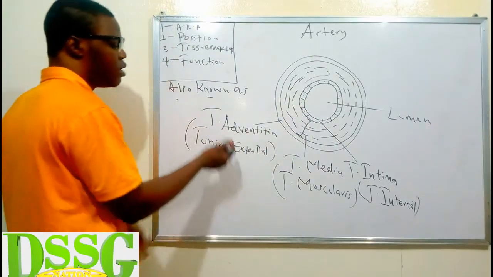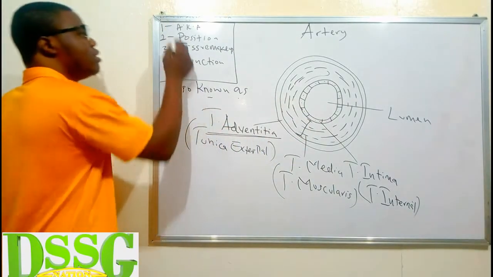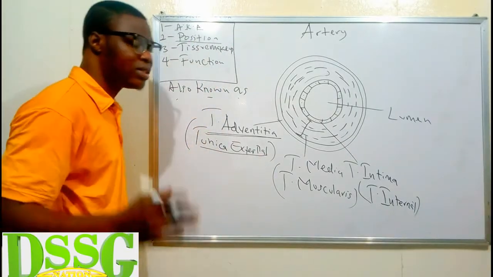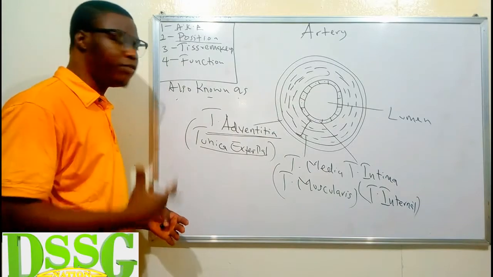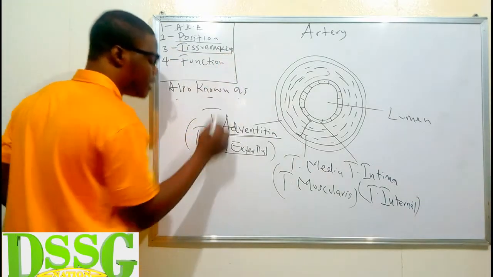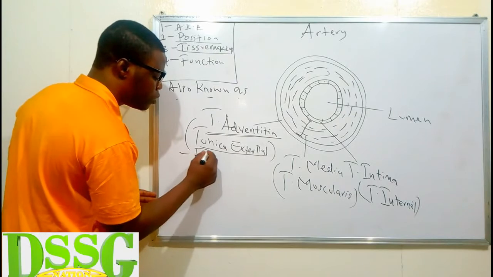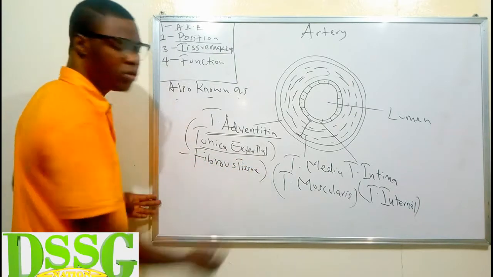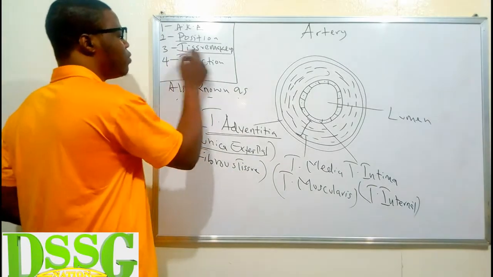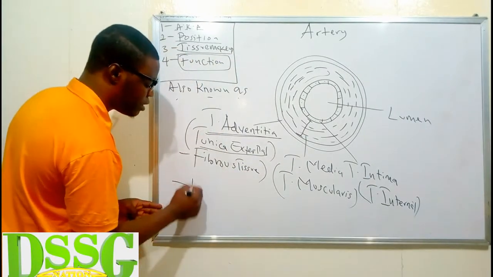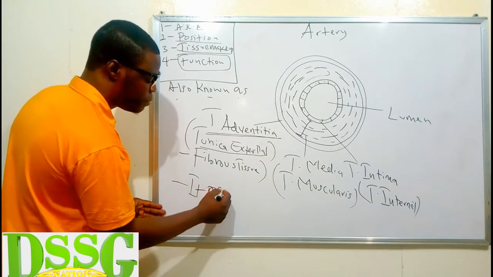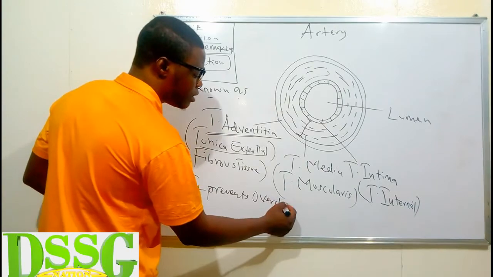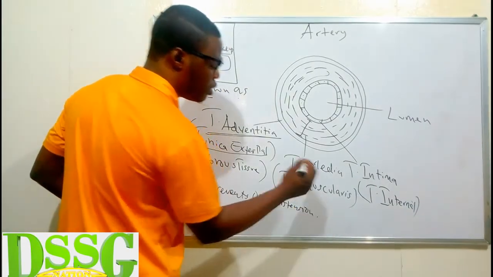Now, let's come back here. Describing the Tunica adventitia, it is also called the Tunica externa. The position: you just say it is the outermost layer of the blood vessel. The tissue makeup: it is made up of fibrous tissue. And what is the function? It prevents over-distension of the blood vessel. That's its function.